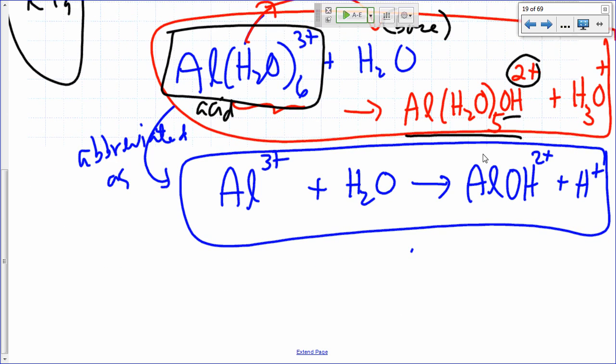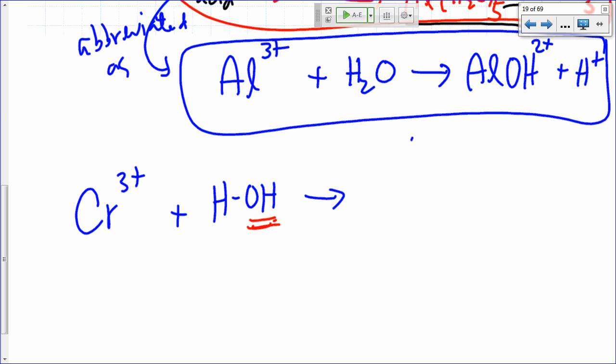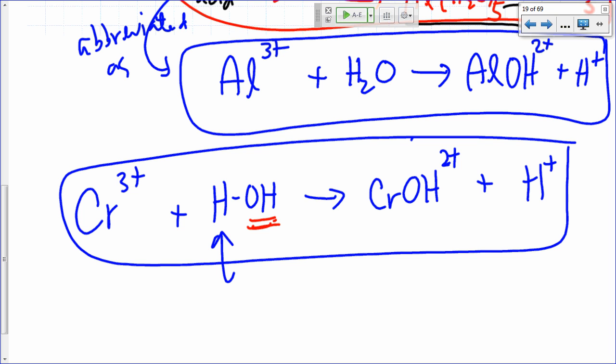So if I were to ask you, what would be the hydrolysis reaction for, let's say, chromium? How would you hydrolyze chromium ion? If it were to hydrolyze, what would you get? How would you explain why a solution of chromium ions might be acidic? You'd say it can pick up basically an OH from a water molecule. So that gives you CrOH with a 2+ charge. And what's freed from water? An H+. That would be a hydrolysis reaction.